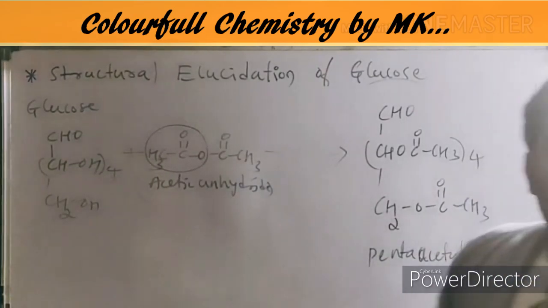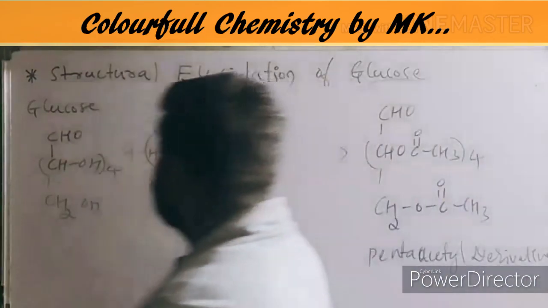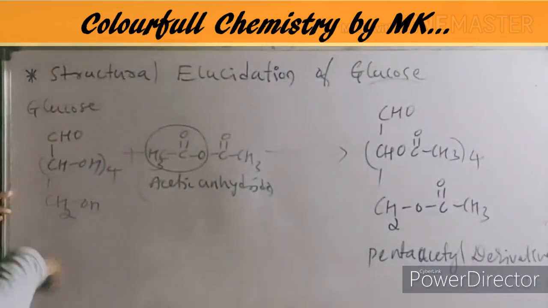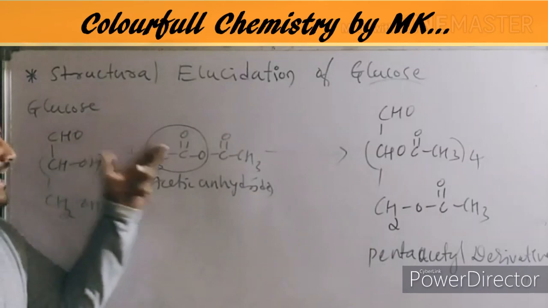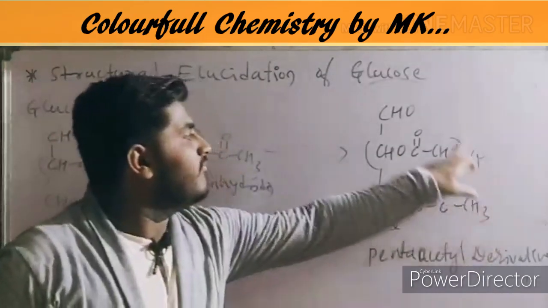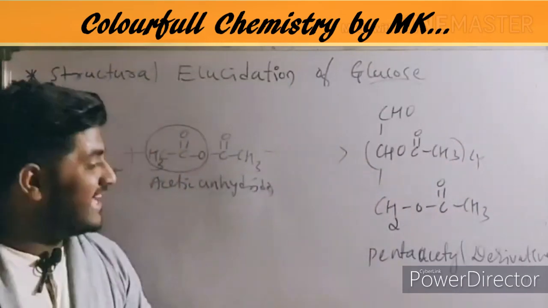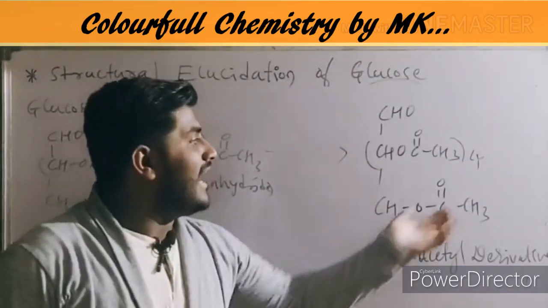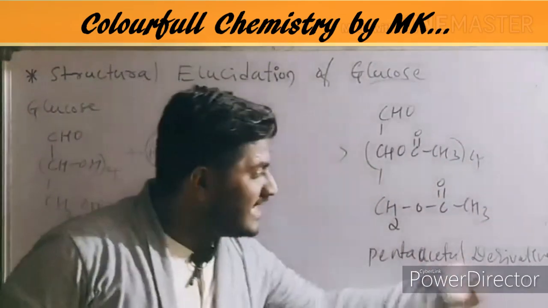What are we getting, guys? The pentaacetyl derivative. Look here, this one is your glucose. When glucose is reacted with acetic anhydride, we are getting 4 plus 1, 5 molecules of acetyl derivative. Therefore, the name pentaacetyl derivative.